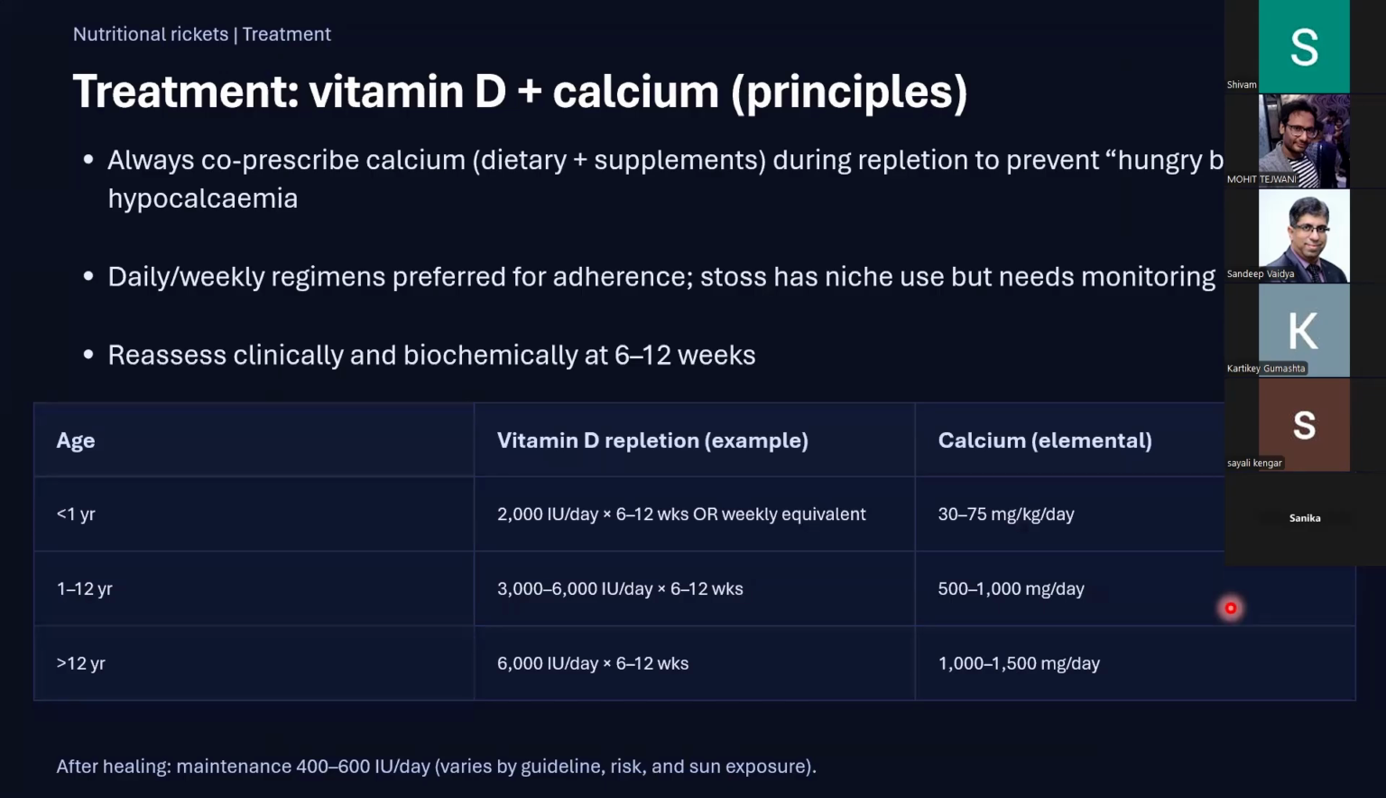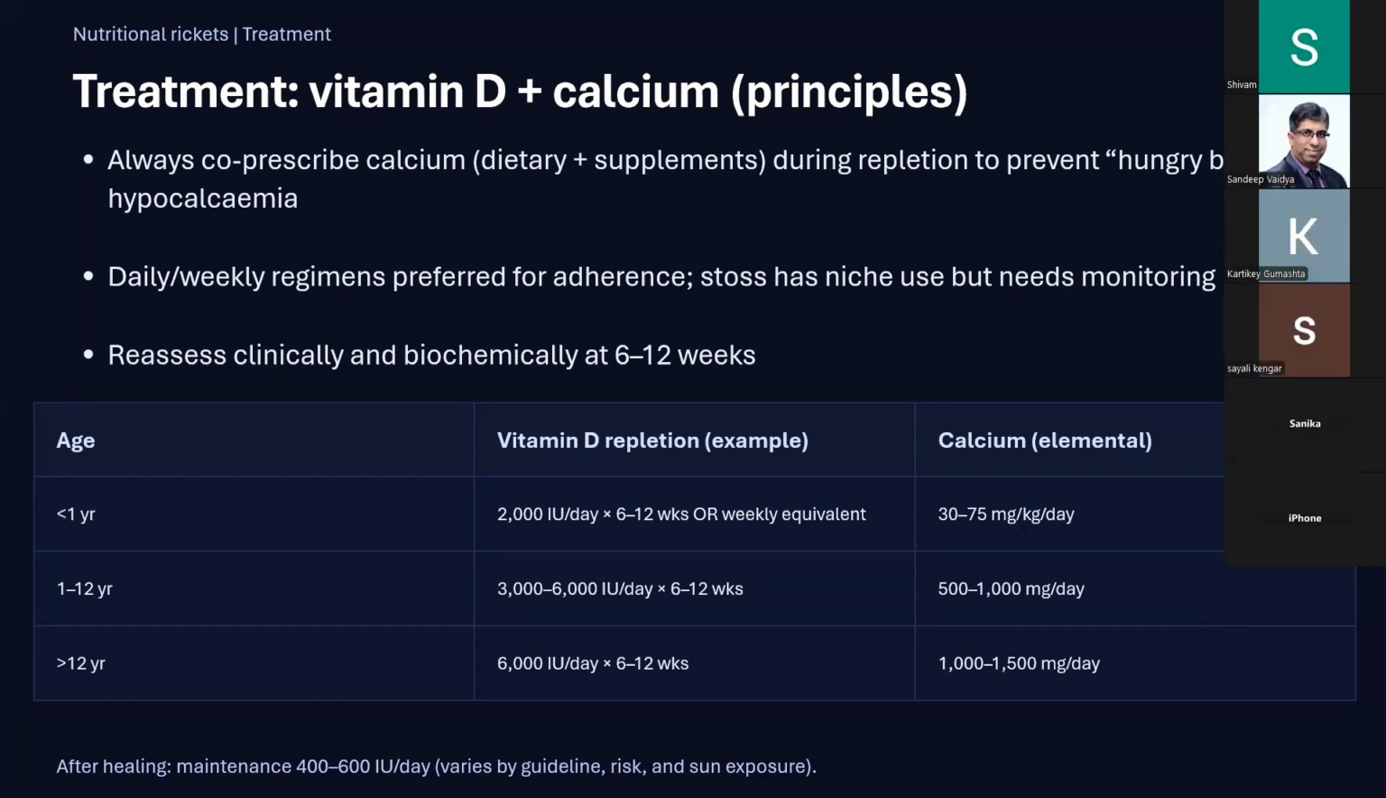Now, the treatment part. We usually always co-prescribe calcium and vitamin D in order to prevent hungry bone disease. Daily or weekly regimens are preferred for adherence. The STOSS regimen, which we'll discuss further, has niche use, but it needs regular monitoring. And this should be reassessed clinically, radiologically and biochemically in 6 to 12 weeks.